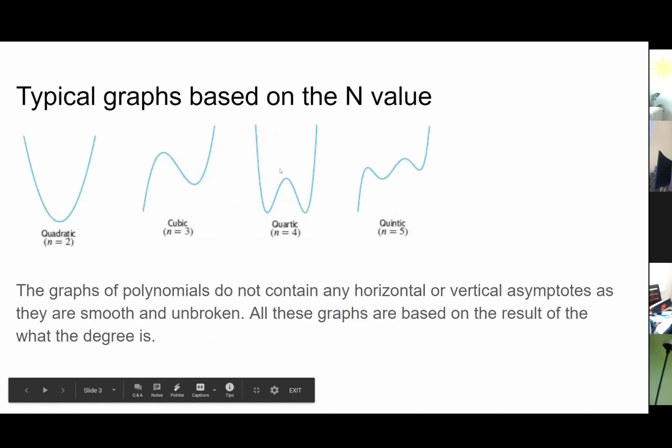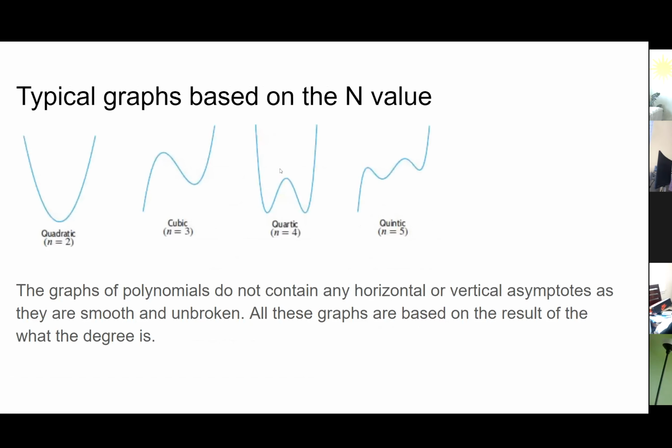As we were talking about earlier, based on different n values and degrees, these are four of the main different graphs. The graphs of polynomials do not contain any horizontal or vertical asymptotes as they are smooth and unbroken. All these graphs are based on the result of what the degree is. So when it comes to graphing, these four will be like a reference key.